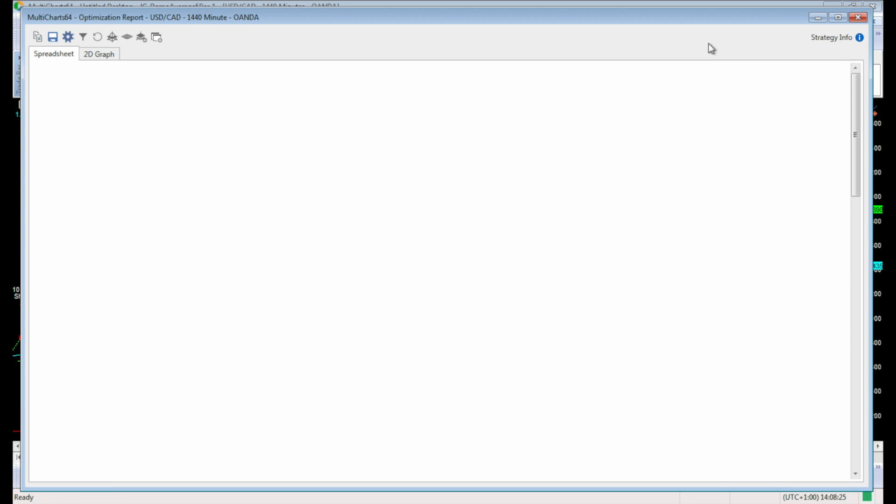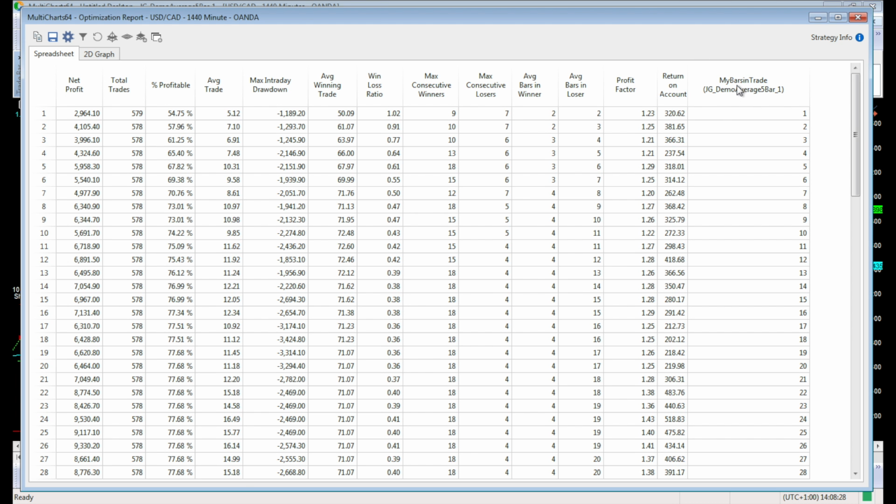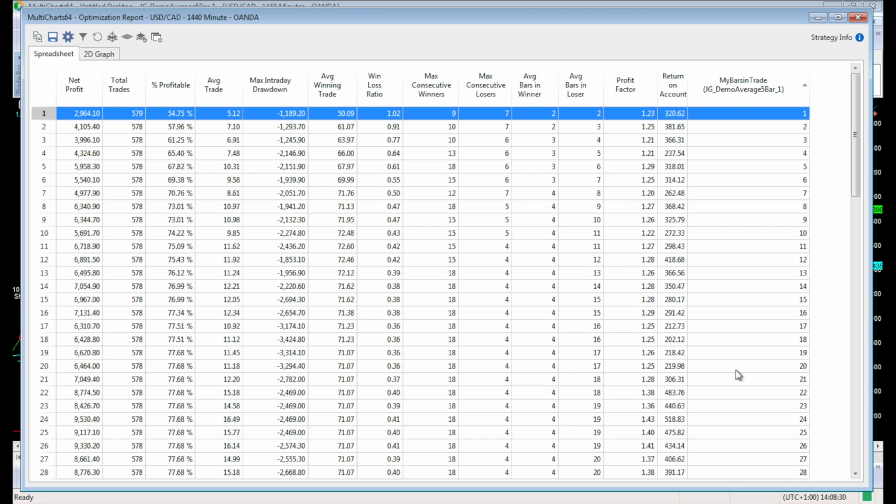But just to recap on our results, looking at the bars in trade down here, the longer we stay in trade, the more net profit, the higher the percent profitable, and the bigger the average trade value. Using the moving average as our signal to get in and out of trades, like we've seen in this strategy, is profitable on some markets, especially US dollar, Canadian dollar, but it's not the best, is it?